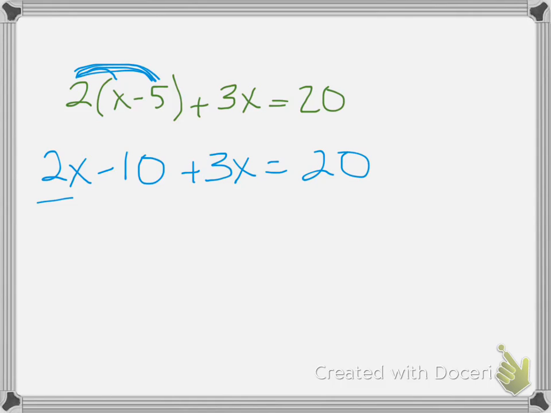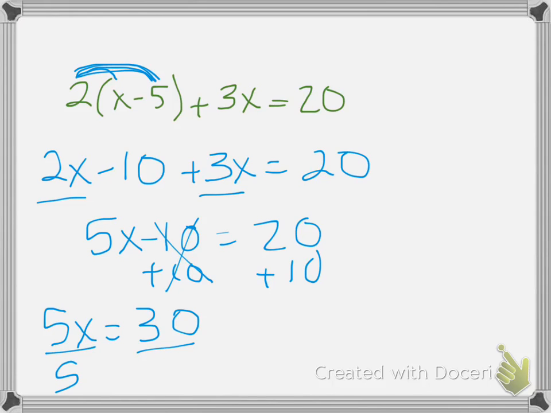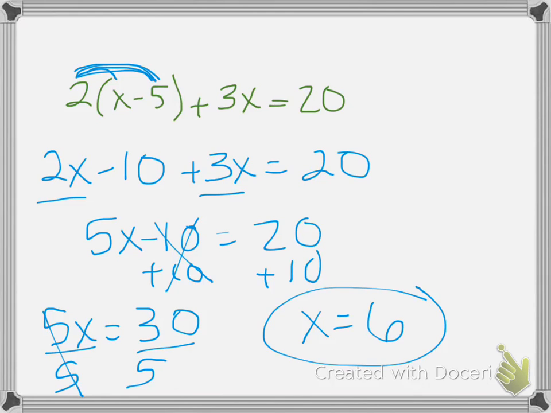Okay, I can combine like terms because I have 2 terms on the same side that are like. So I can combine them. So 2x plus 3x is 5x. We still have that minus 10. We got to get rid of the things not attached to x first. So let's go ahead and add that 10 over to get rid of it. So 5x equals 30 now. Right now I'm multiplying that 5, so I need to divide by 5 to get rid of it. 30 divided by 5 is 6. And there's my answer.